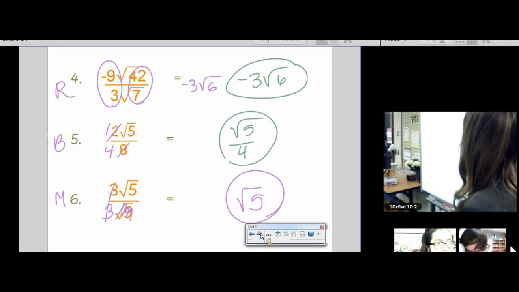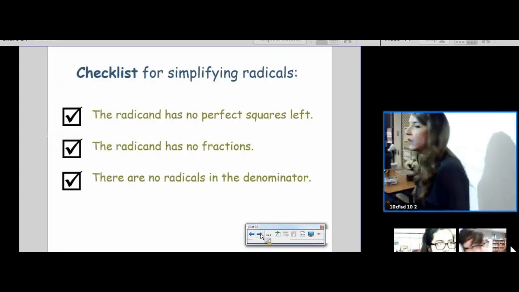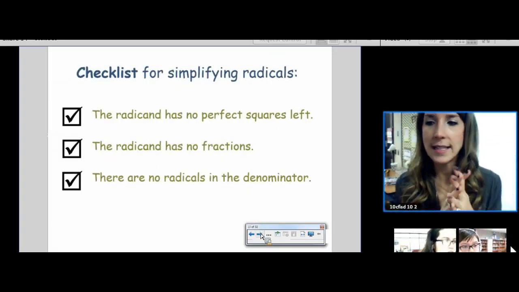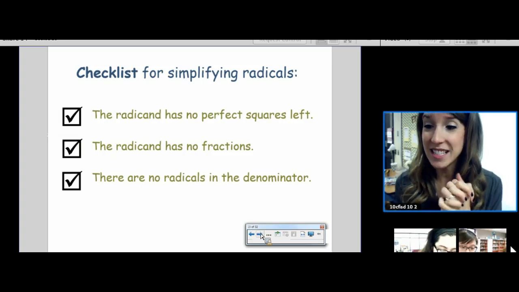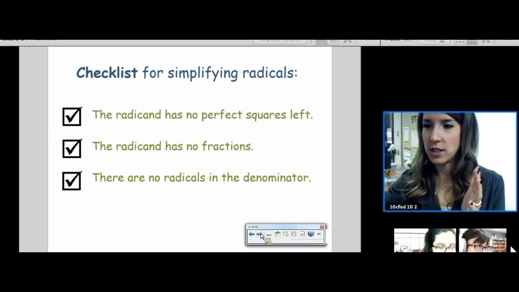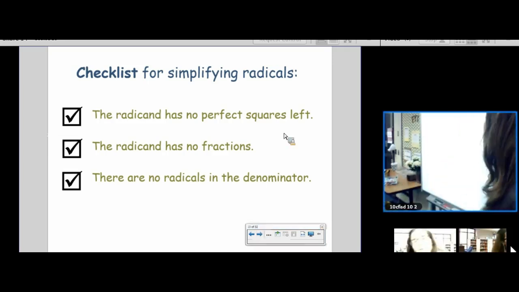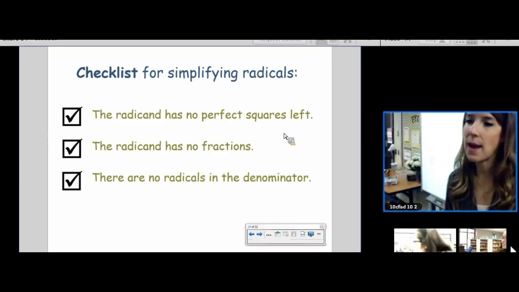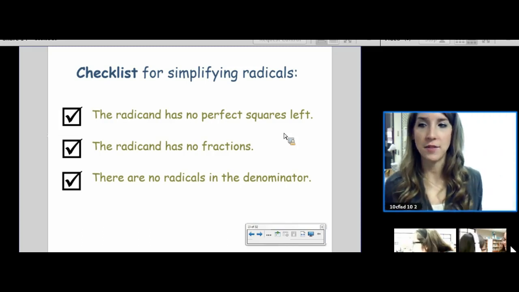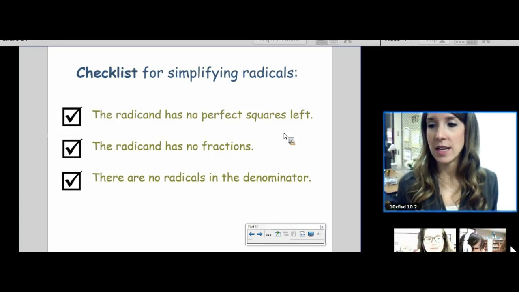Okay, here's the good part of the lesson. This is a very important part of the lesson. I want you to write down all 3 things on this checklist. Title it, Checklist for Simplifying Radicals. So let's take a look at this checklist. Obviously, the radicand can have no perfect squares left. You know you're not done if it still has perfect squares in it.